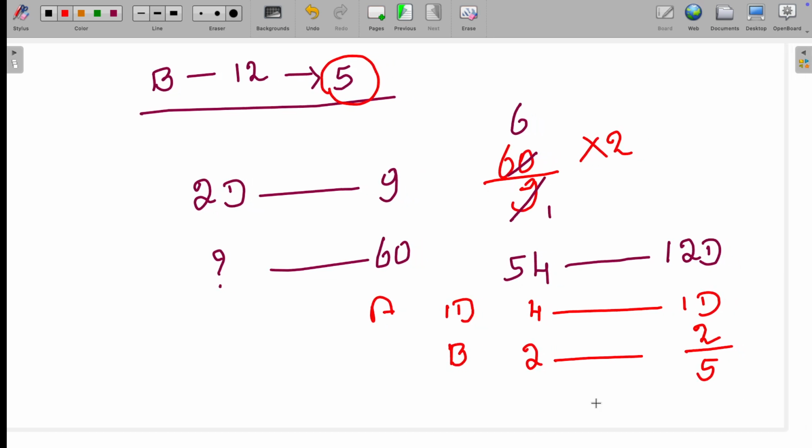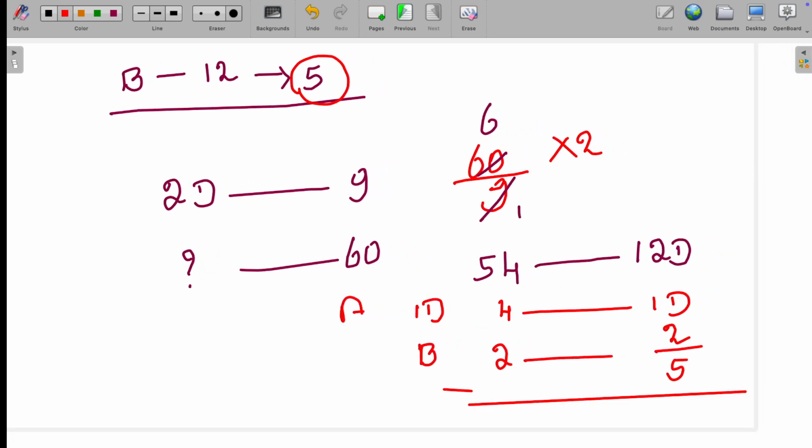Is it clear? Then to finish 60 parts of the work, they need 13 and 2 by 5 days. That is your doubt, right? Yes. 13 and 2 by 5 days. Is it clear? That is the alternative work concept.